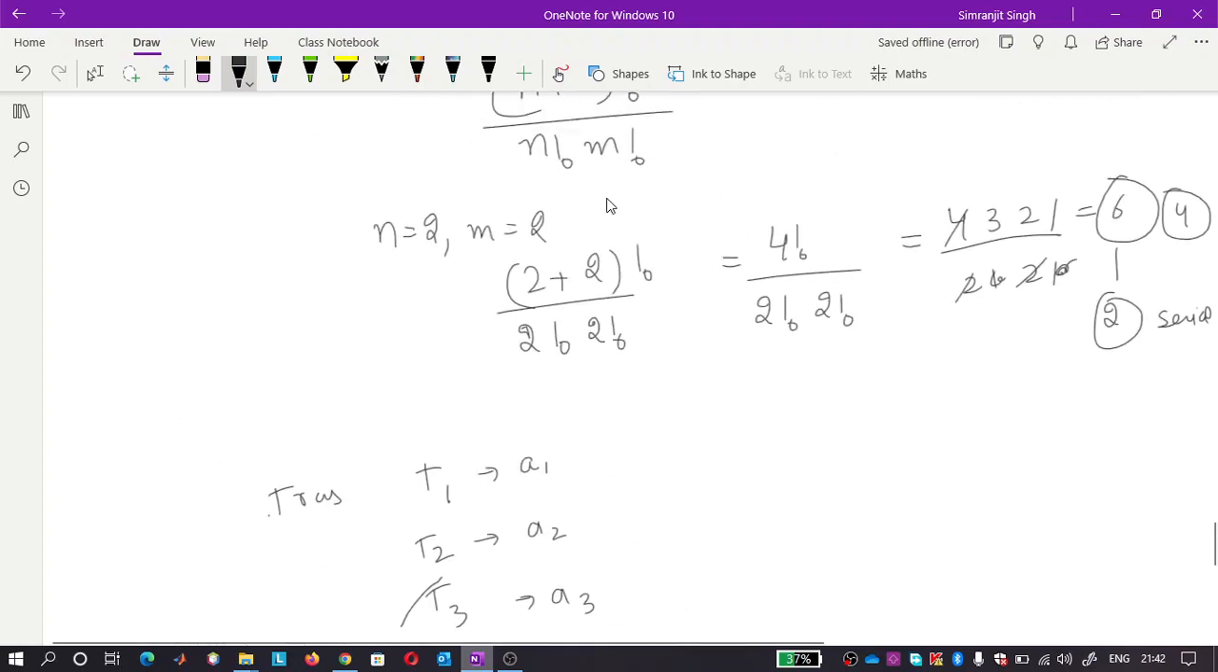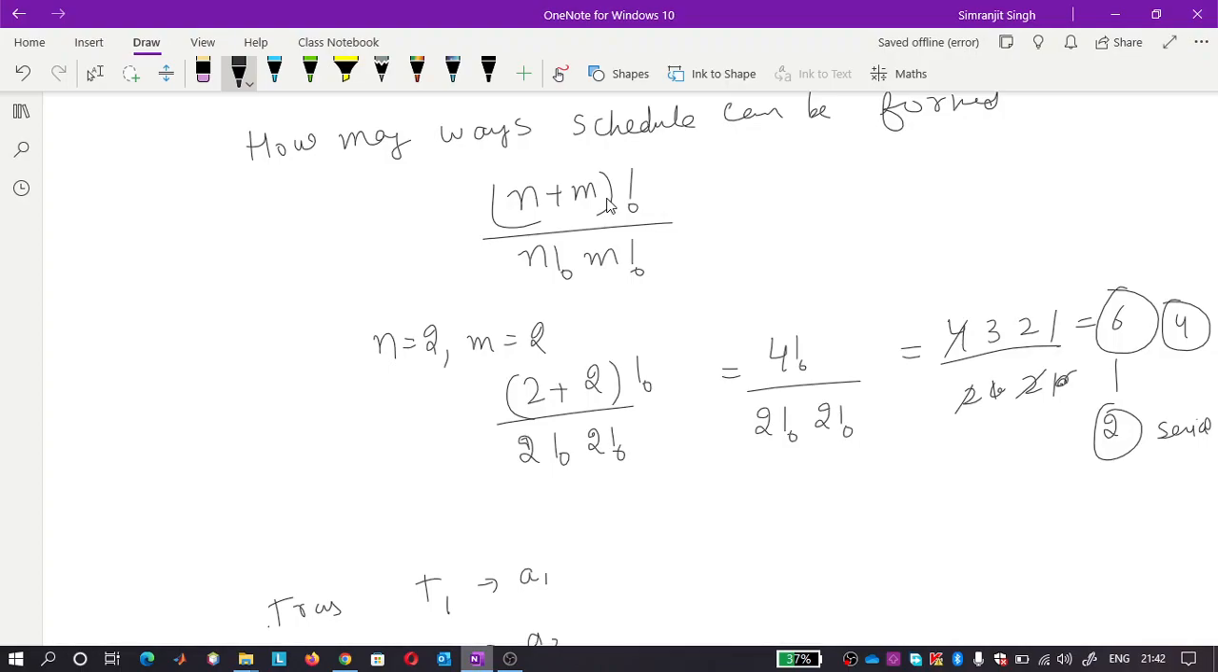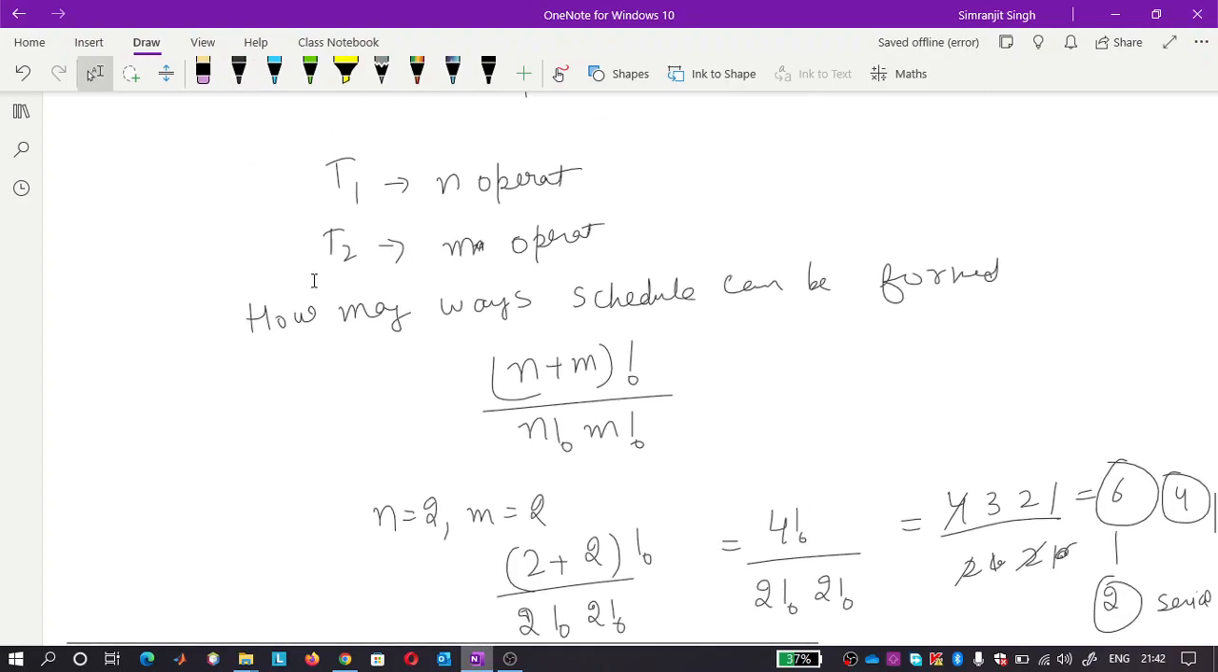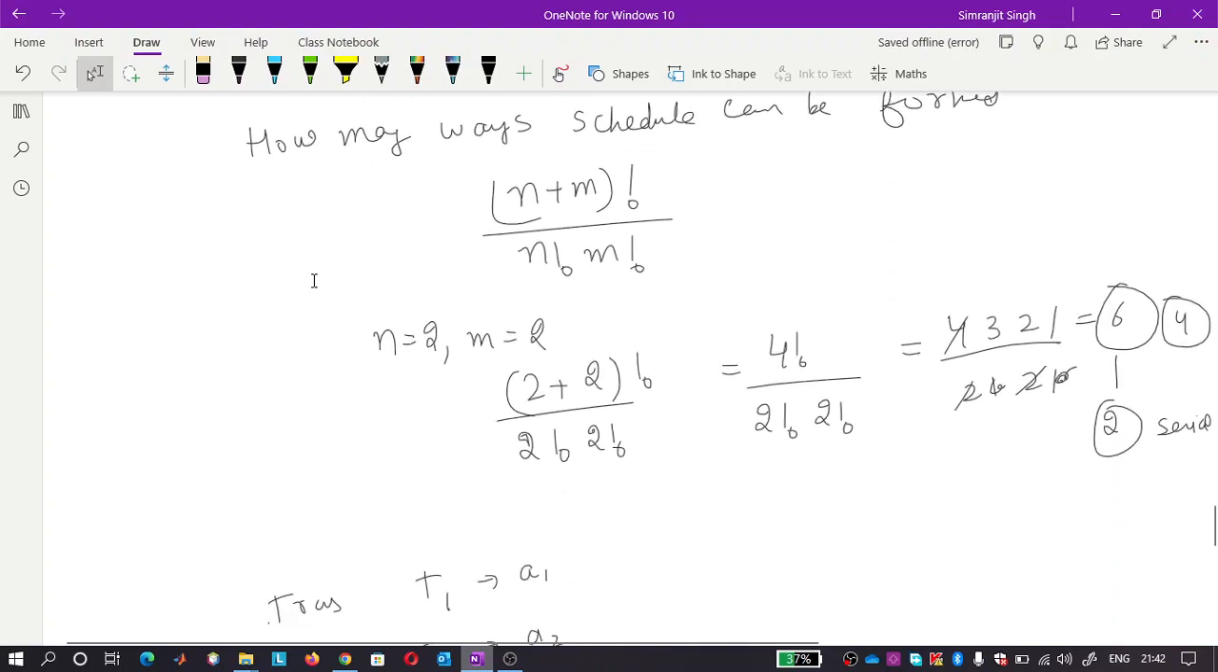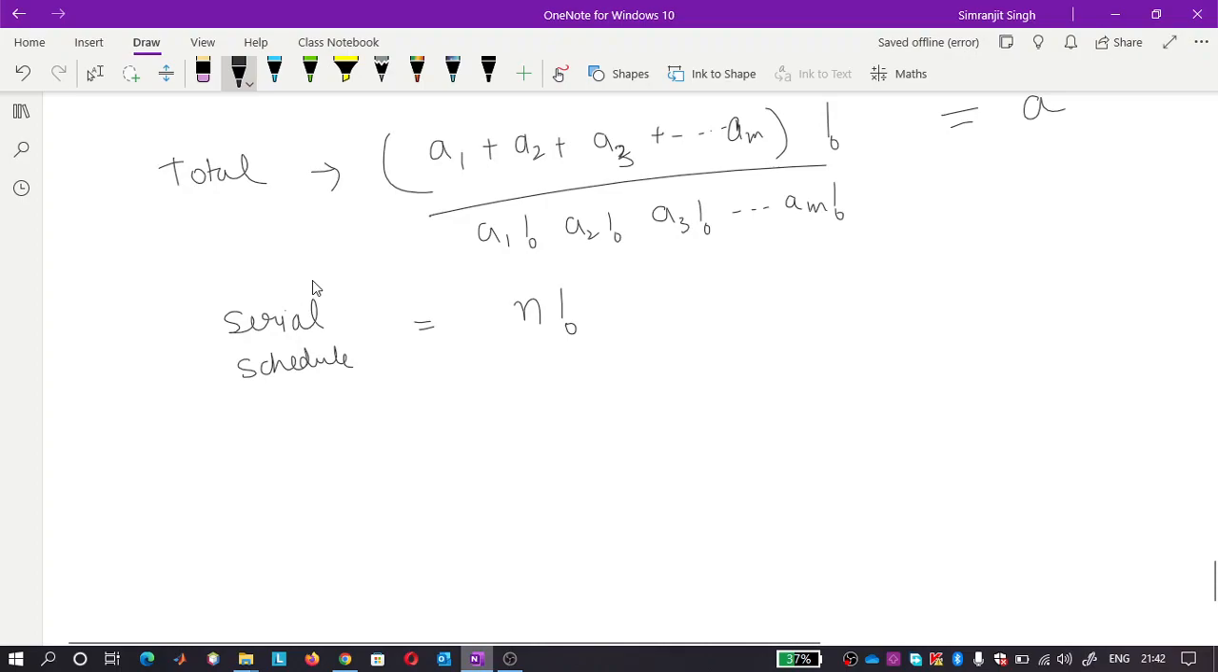Check here in the previous example. How many transactions are there? Two transactions are there. What is 2 factorial? 2 factorial is 2. So that is why out of 6 there are 2 serial schedules and the remaining are non-serial. I'm naming this as b, the number of serial schedules that you are getting. Now what are the non-serial schedules that are possible? From the total number of schedules you just subtract the serial schedules, and you will get the non-serial schedules. It's as simple as that.